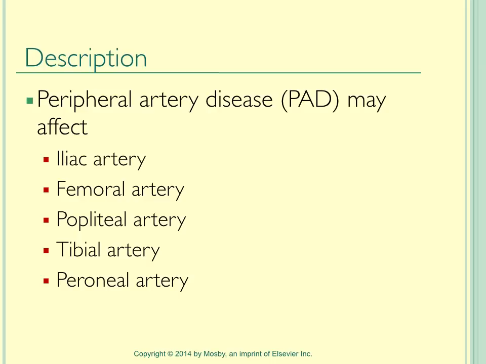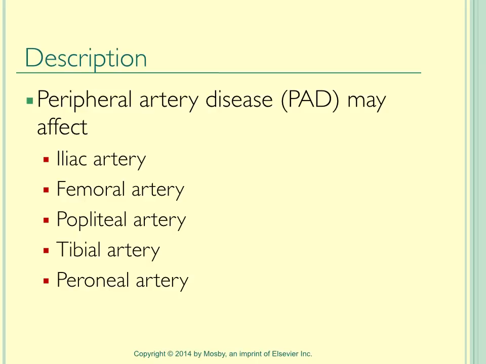And it can affect all these arteries: iliac, femoral, popliteal, tibial, and peroneal artery, which is actually the fibular artery. The common site is mostly the femoral popliteal area. And why is it a common site? Because it is the most common site in patients who do not have diabetes.